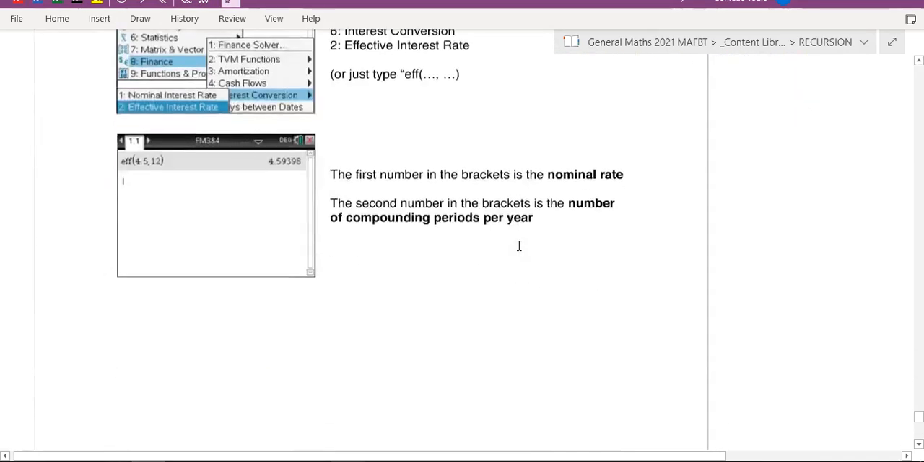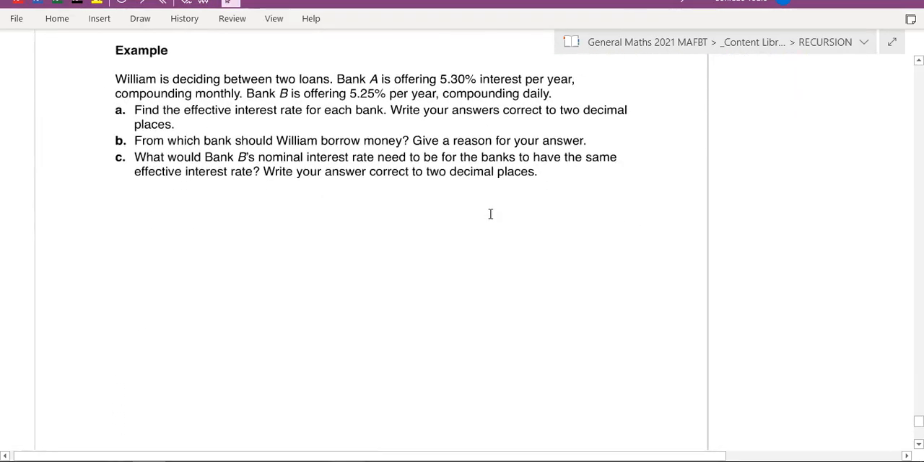So let's do some questions to do these. William is deciding between 2 banks, and Bank A is offering 5.3% per year, compounding monthly. So I already know compounding monthly. Let me just highlight that, 5.3 compounding monthly. And Bank B is offering 5.25 compounding daily. Okay, some important information there I've highlighted. Find the effective interest rate for each bank. Write your answers to 2 correct decimals.